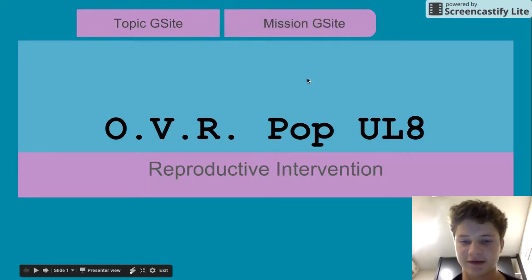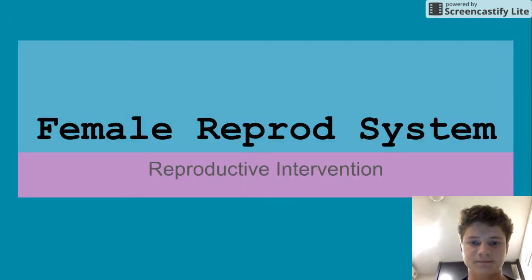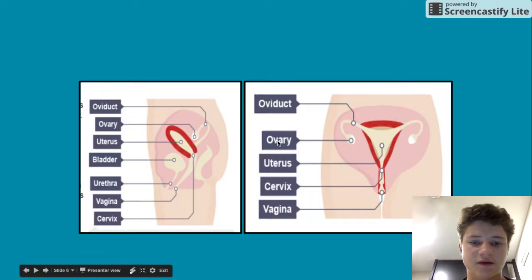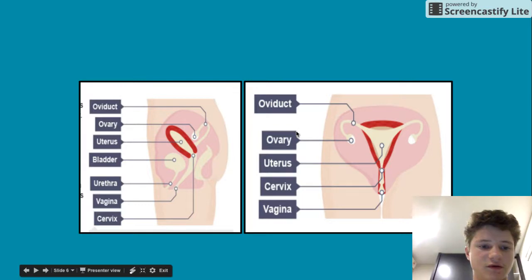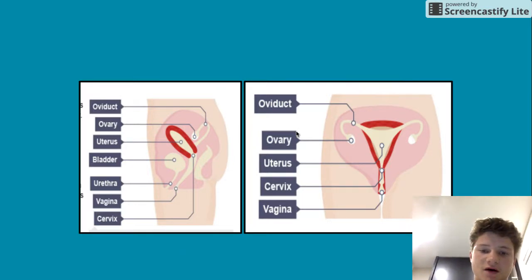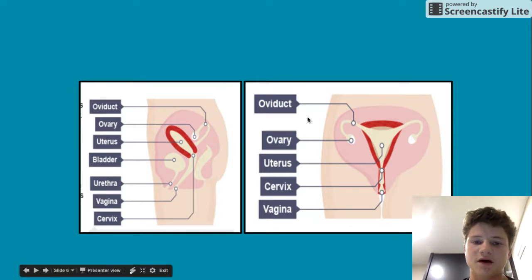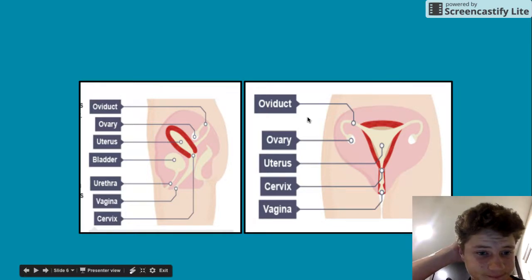Reproduction for overpopulators. Here we have the female reproductive system. Here you can see that there are two ovaries. Inside these two ovaries is where the ovum is produced. These are the female sex cells. The oviducts are connected to the ovaries.